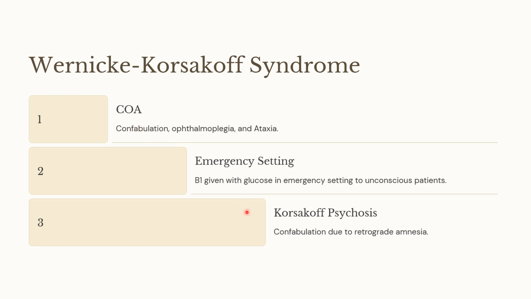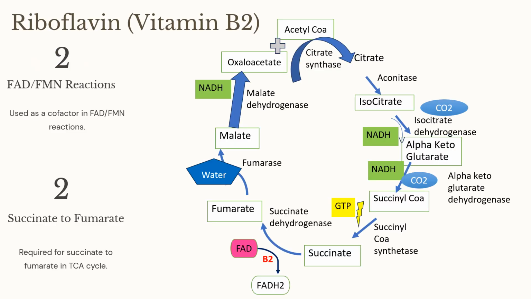Therefore, in any emergency setting, in any unconscious patient, B1 will be given along with glucose so as to prevent this thiamine deficiency. Apart from CoA, we also have beriberi, which is another important symptom of thiamine deficiency, which is the wet beriberi and the dry beriberi. Dry beriberi is a neuropathy and wet beriberi is the cardiomyopathy, which is caused because of thiamine deficiency.